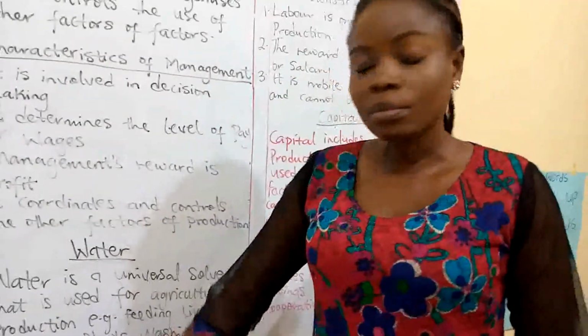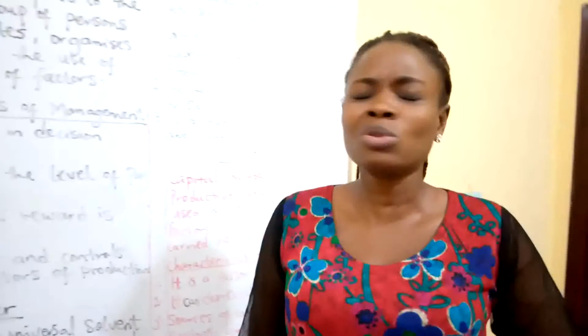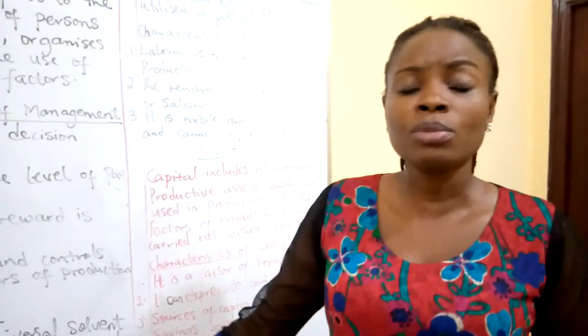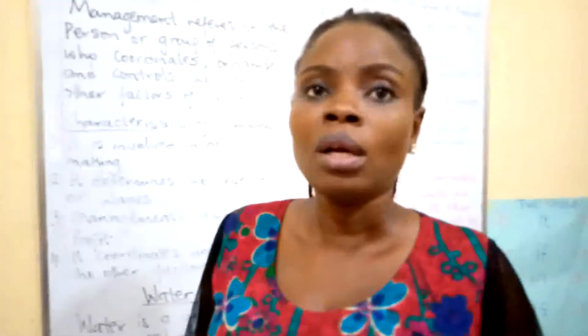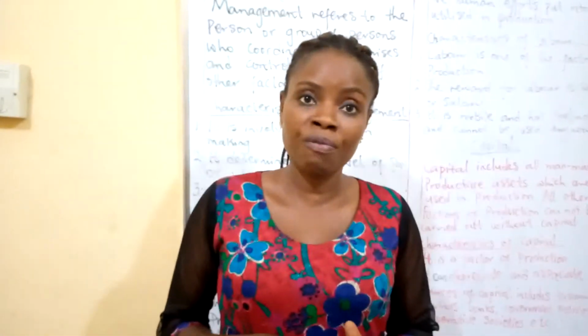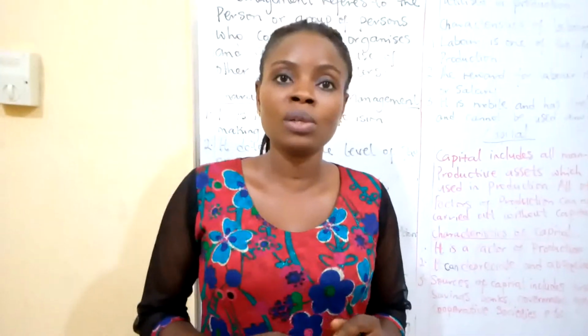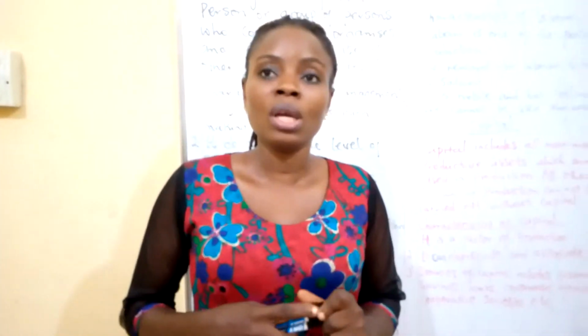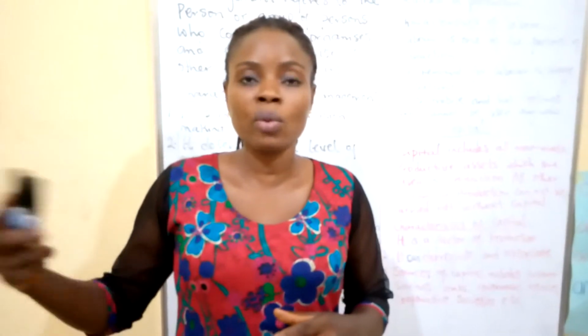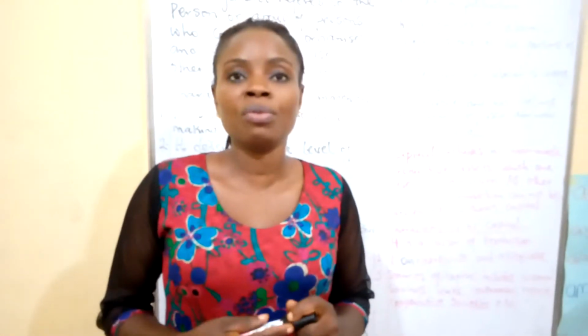Now, how can we get water? There are so many ways we can get water: from the pond, from the stream, from rain, or if we are financially buoyant, we can dig a borehole in our farm. That one will help us a lot. We can also site our farm close to a water body, and then we can go for irrigation.